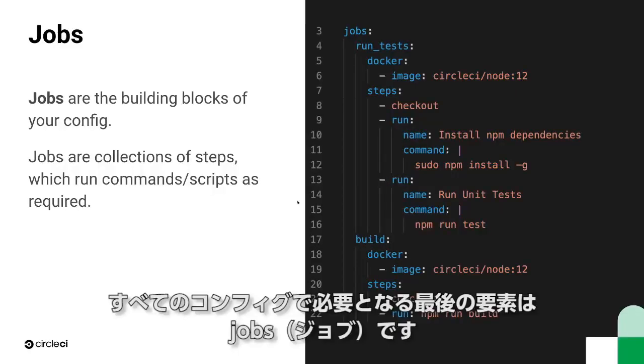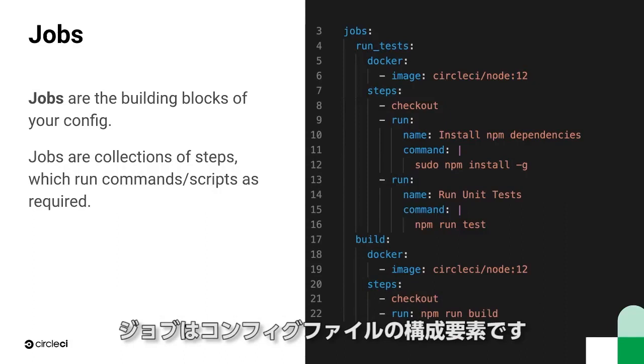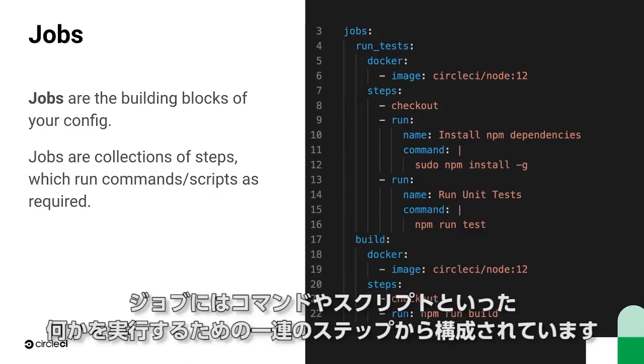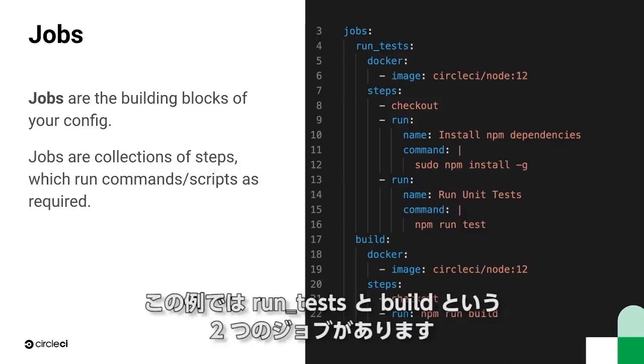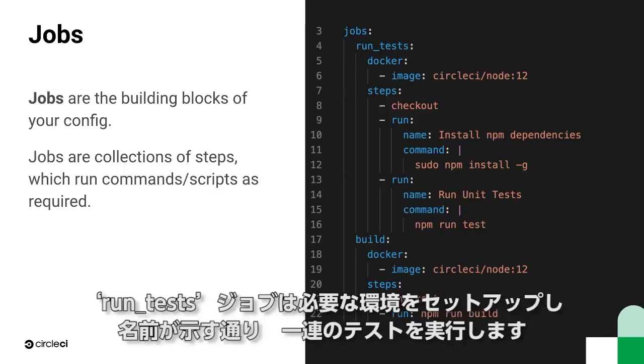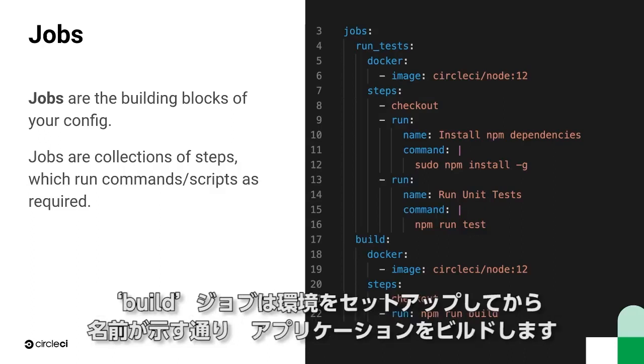The final element every config needs are jobs. Jobs are the building blocks of the config file. They include all of the steps to execute commands and scripts. Our example has two jobs called run tests and build. The run test job sets up the environment and then, as you might have guessed, runs the test suite. The build job sets up the environment and then, again, you might have guessed, it builds the application.